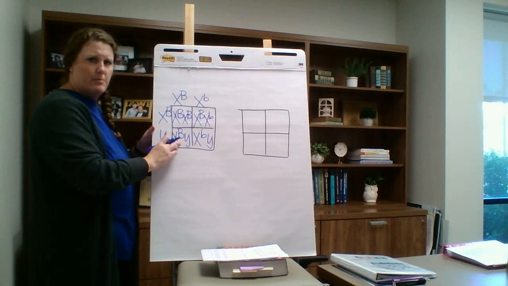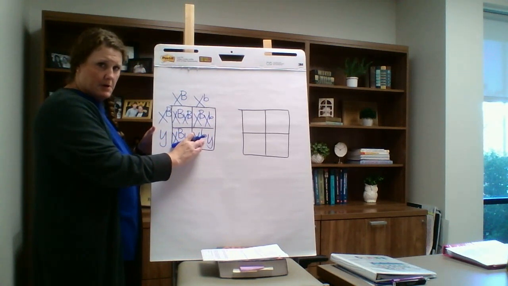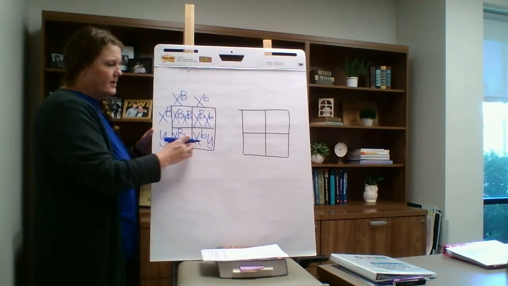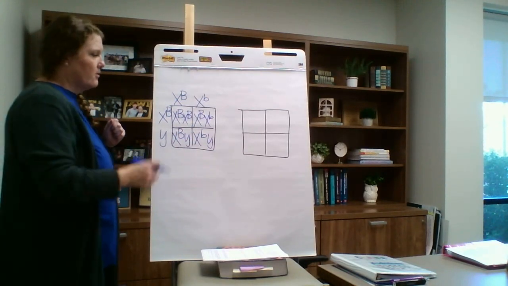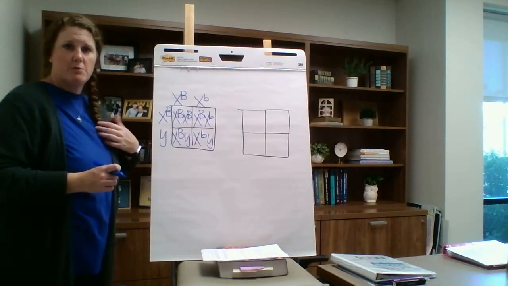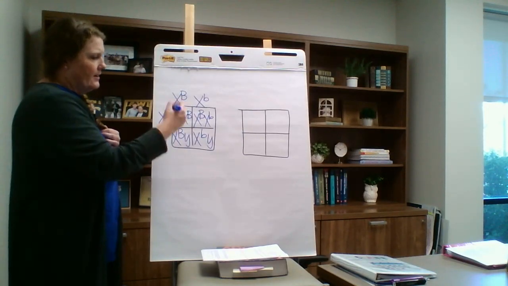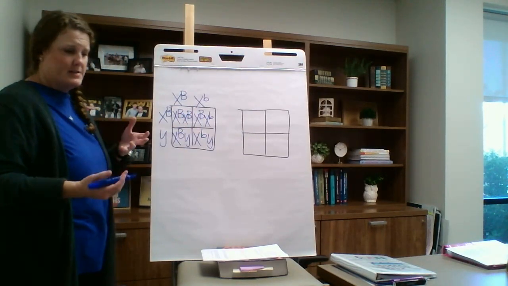This boy got a capital B. This boy got a lowercase b, okay? So the boys are inheriting this trait from their mother, okay? The girls are getting the X's from both mom and dad. And so now that we have our problem complete, now we just have to answer the questions.